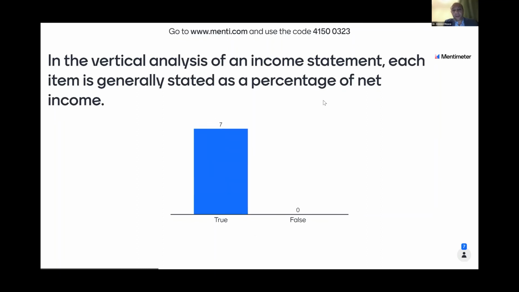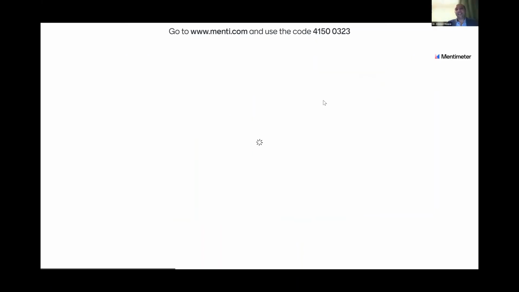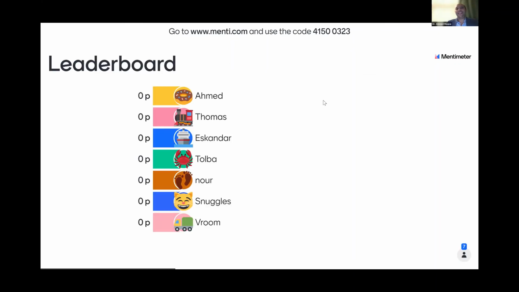Yes, that's true. Oh, that's false. Each item is generally stated as a percentage of net income. No, it is a percentage of net sales, not net income. Net sales, sorry. We learn actually from mistakes. So in vertical analysis, yes, it is a percentage of net sales, not net income. That's good. Okay.